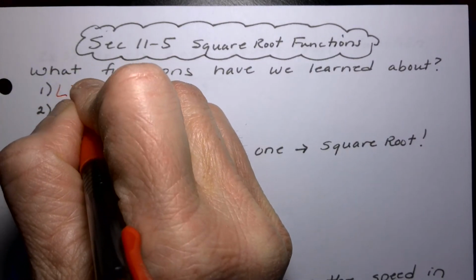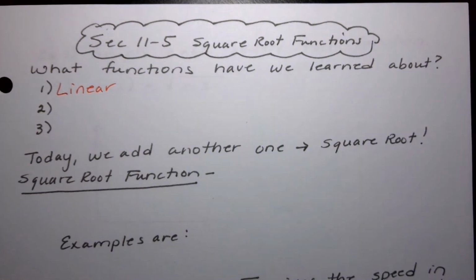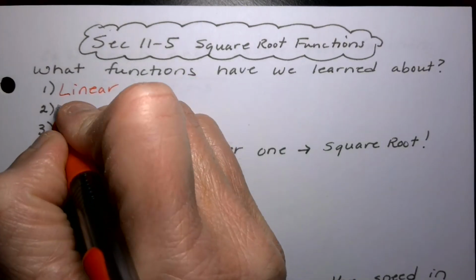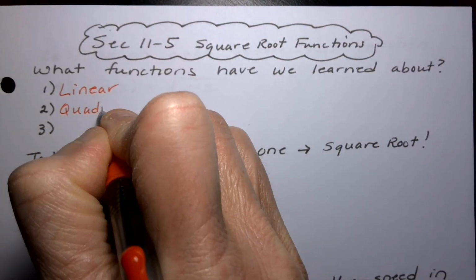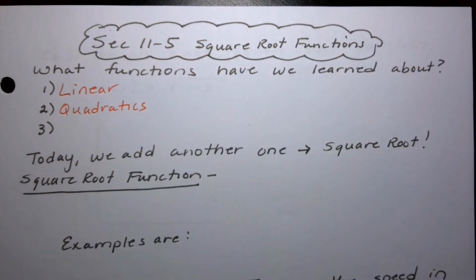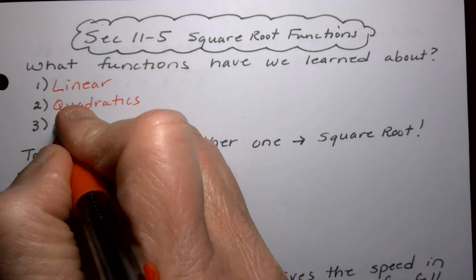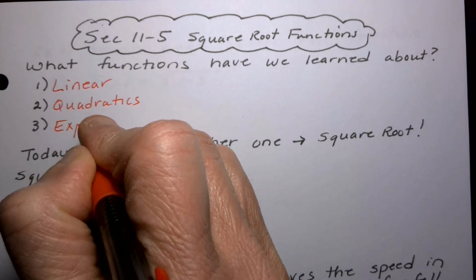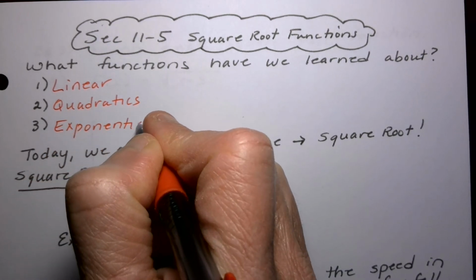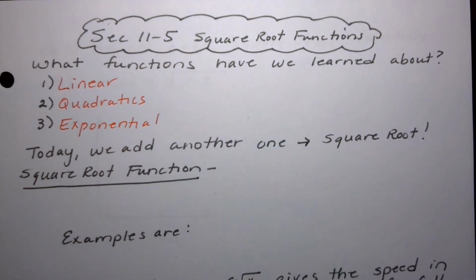That's right, linear. Remember when we graph those, we get a line. We talked about quadratics. Graph those, we get a parabola, like a U shape. And then this chapter, we talked about exponential. And that was a sharp increase or decrease and approaches the line. Well, today we are going to add another one, the square root function.